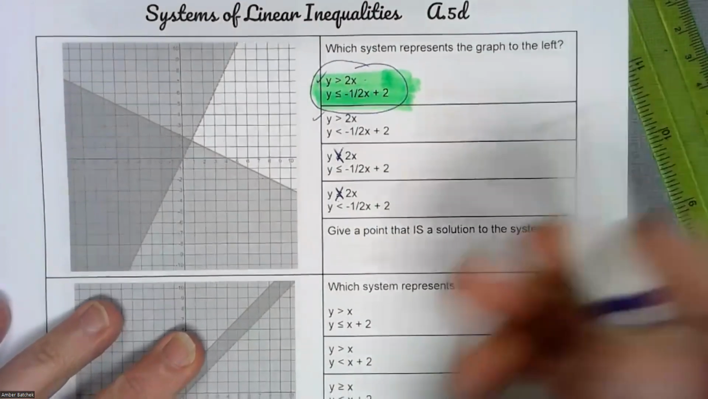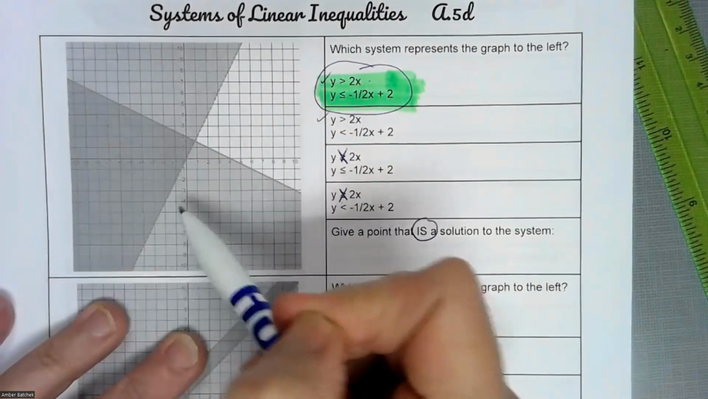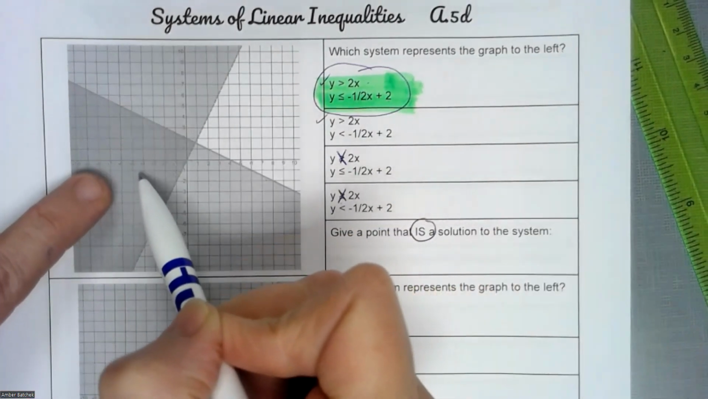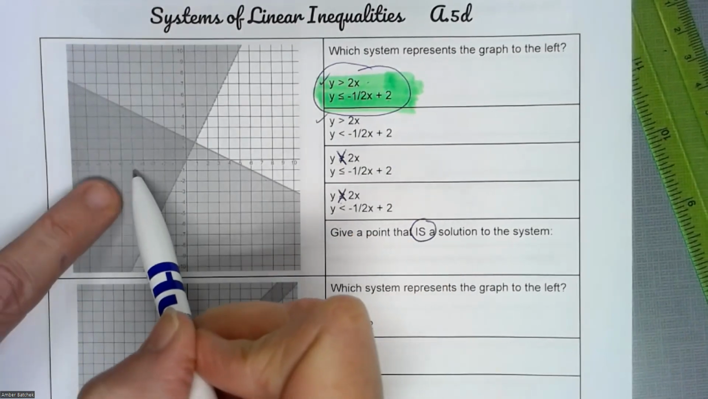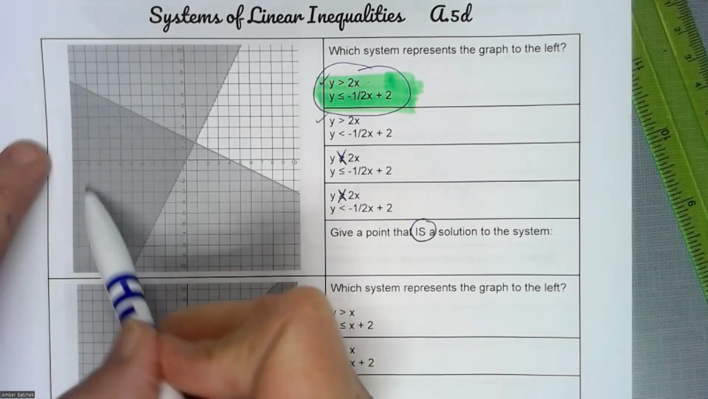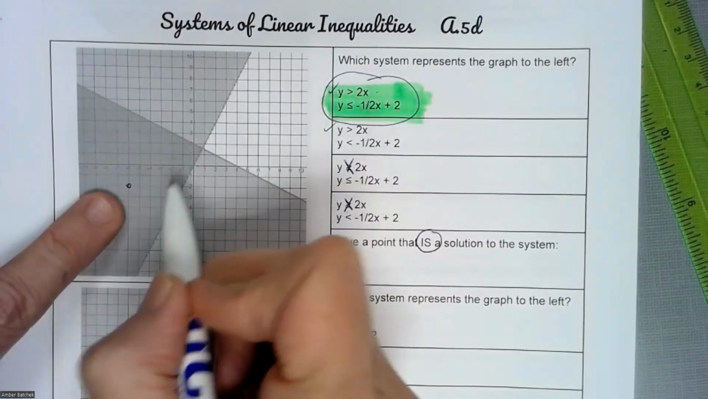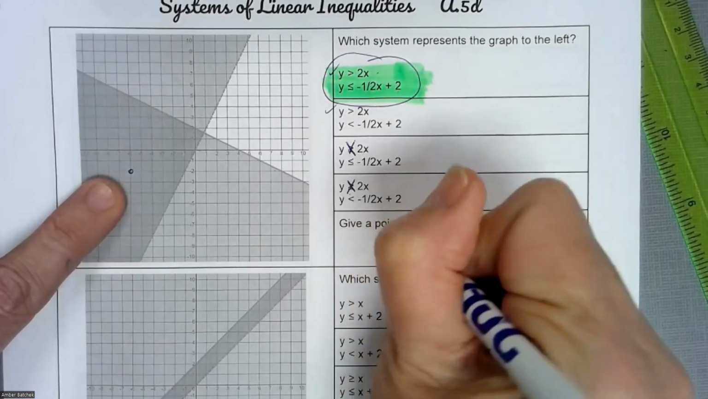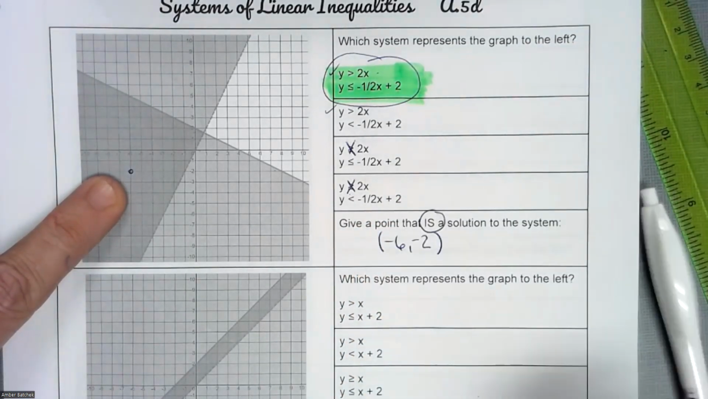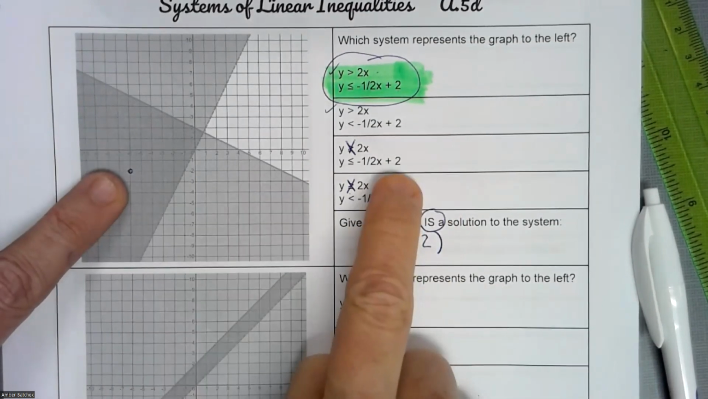And then you have to pick a point that is a solution to the system. And just as we spoke about before, it's where the shadings come together. So it's not here, it's not here, it's actually right here. So we're picking an ordered pair from here. I'm just going to randomly pick one. This is the ordered pair (-6, -2). If you wanted to double check this, Desmos would help you double check this picture.